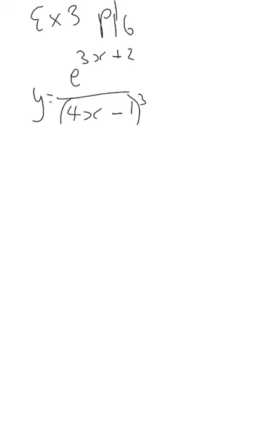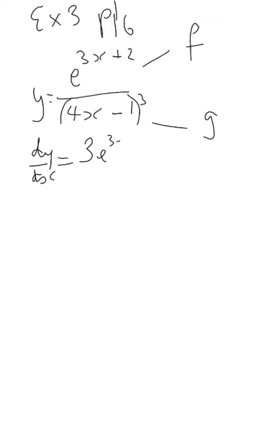So differentiate using the quotient rule. The numerator is f and the denominator is g, remember. Differentiate the numerator, so I'll write dy/dx is the answer. Differentiate the numerator, so 3 multiplies e to the old power 3x+2, that's the differentiate e, and multiply by the denominator left alone, which is (4x−1)^3.